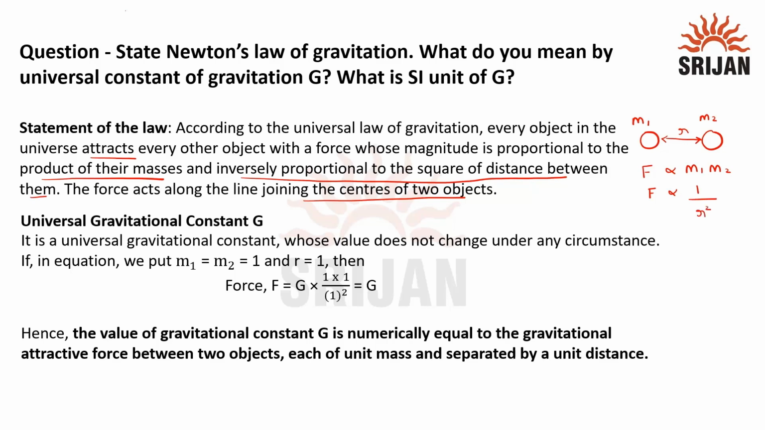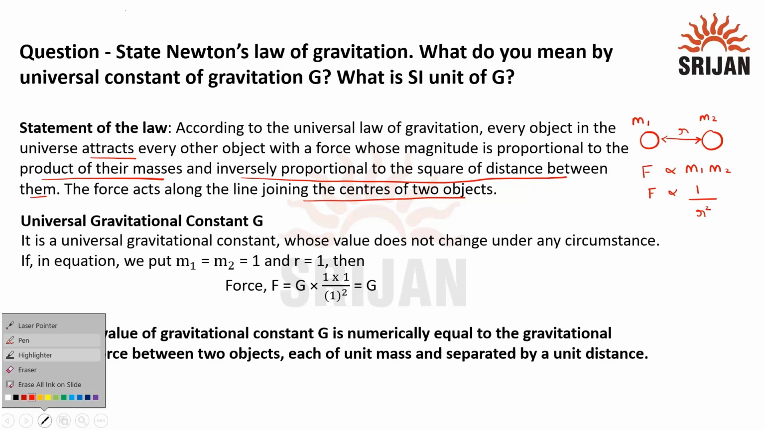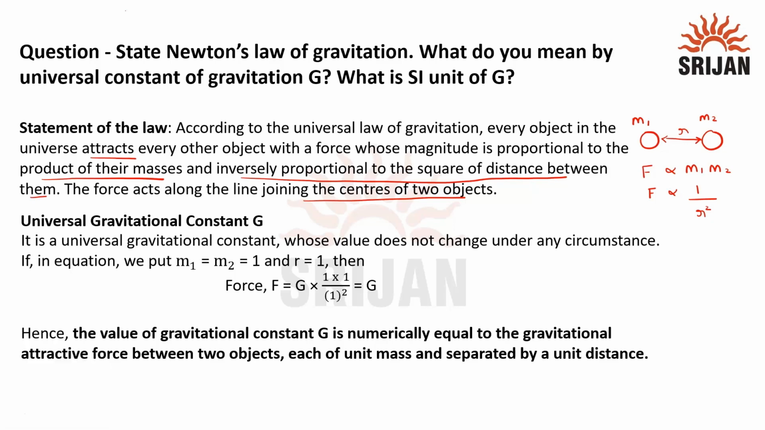So now let us move on to the next part of the question, which asks: what do you mean by universal constant of gravitation? It is a universal gravitational constant whose value does not change under any circumstance.